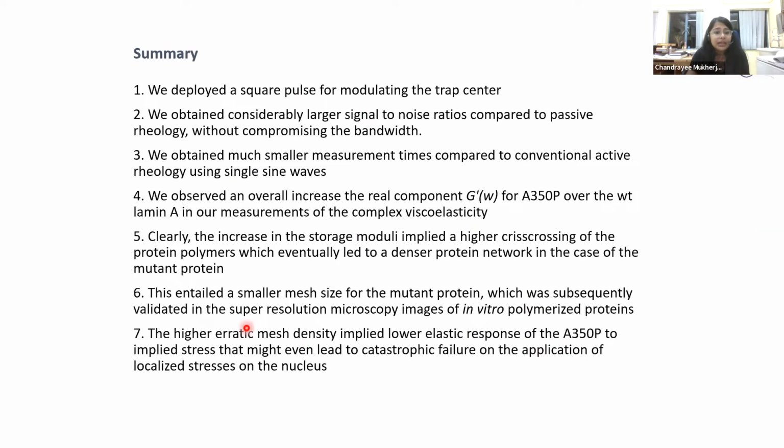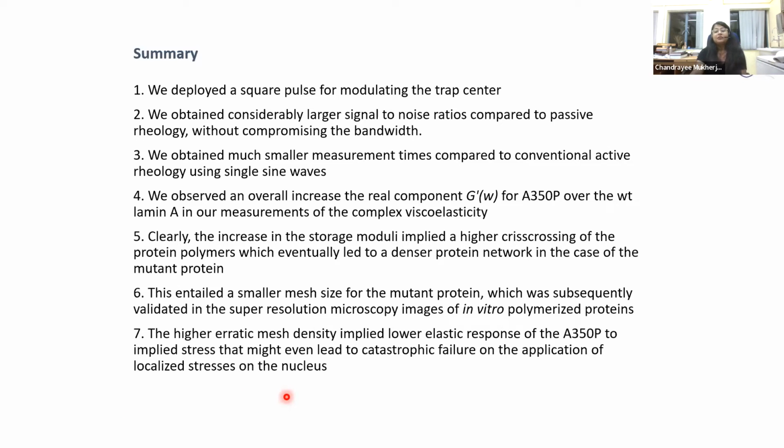As a summary, we saw the increase in storage and loss moduli for the mutant protein, and it entailed a smaller mesh size, and higher network mesh density implied lower elastic response for the A350P to applied stress that might even lead to catastrophic failure on the application of localized stresses on the nucleus.